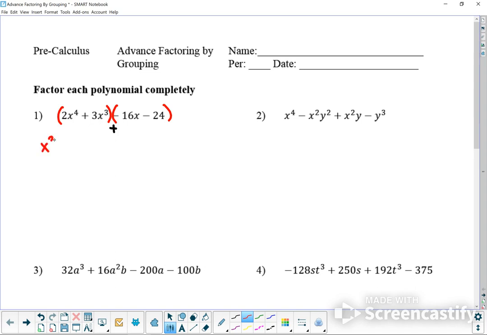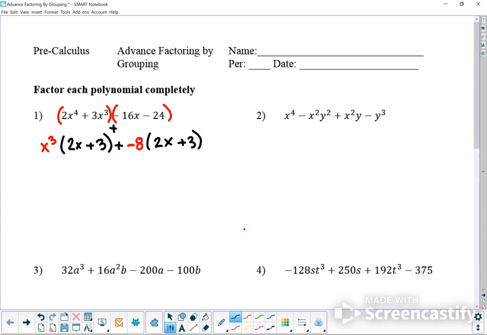From this grouping, we can factor out no numbers, but we can factor out x to the third, which means we have 2x left over and 3 left over. Plus, from the second grouping, we can factor out a negative 16 and 24. Let's go with 8. Let's factor out negative 8. So from the negative 16x, we're going to be left with positive 2x, and from the negative 24, we're going to be left with positive 3.